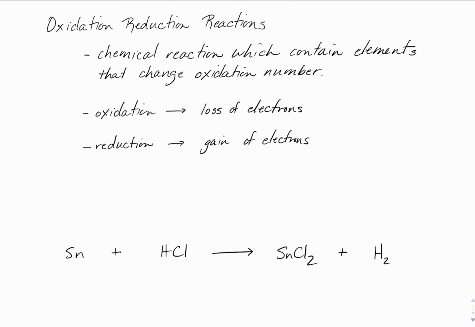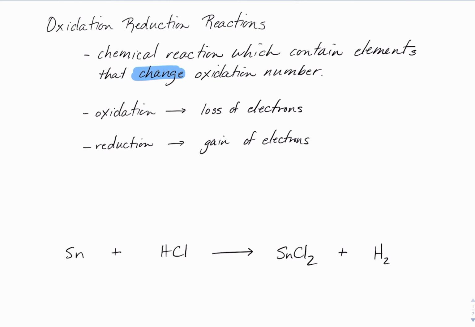In this video, we're going to look at a type of reaction called an oxidation-reduction reaction. Essentially, an oxidation-reduction reaction is a chemical reaction which contains elements that change their oxidation number through the chemical reaction. So on the reactant side of the reaction, the oxidation number will be a specific number, and after the reaction has completed, on the product side, that same element type will have a different oxidation number.